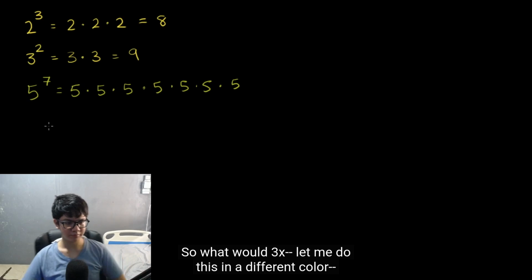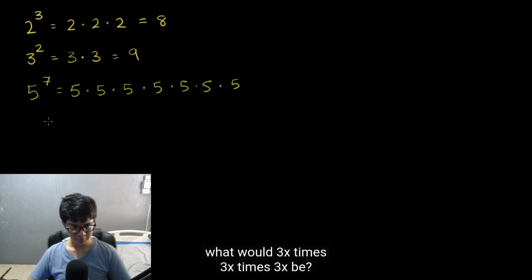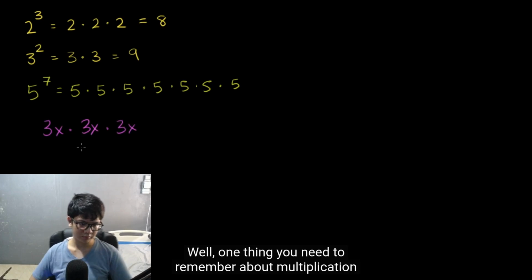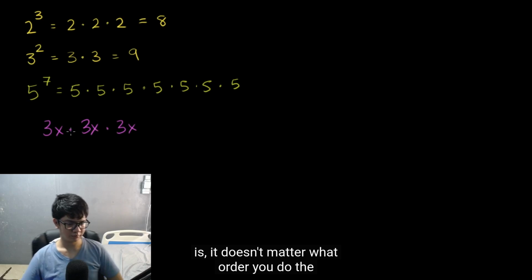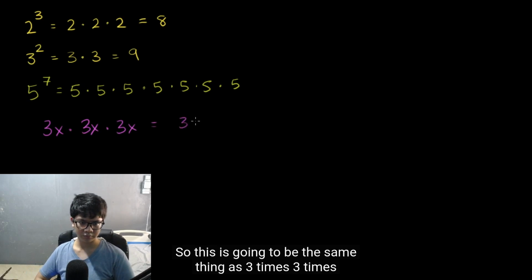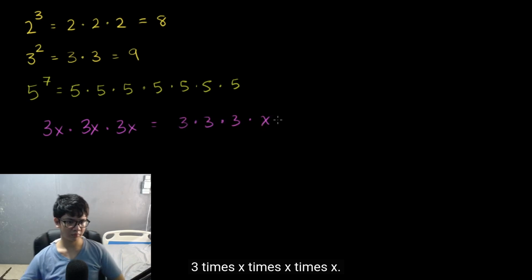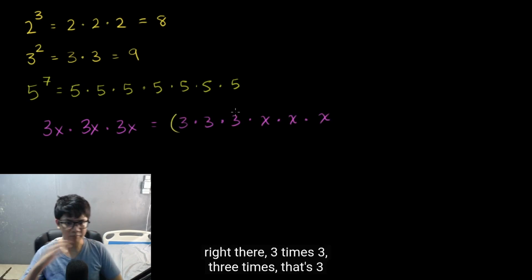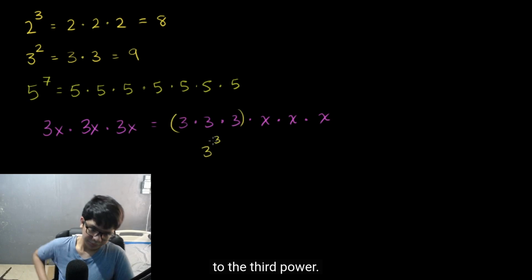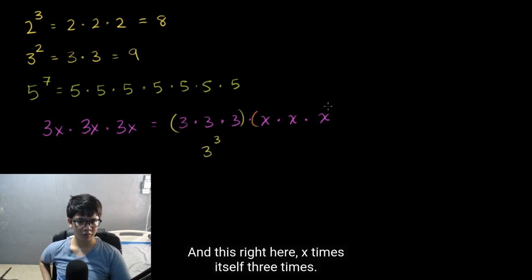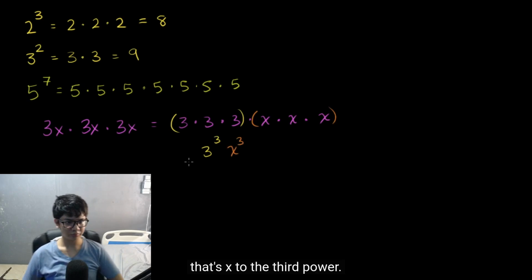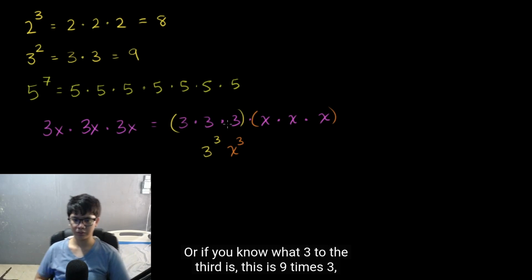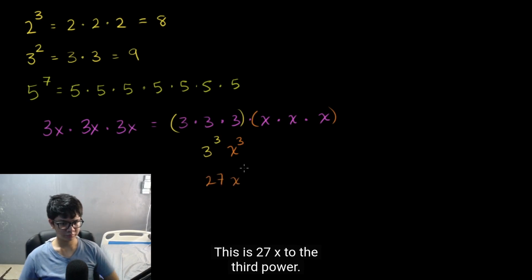So what would 3x, let me do this in a different color, what would 3x times 3x times 3x be? Well, one thing you need to remember about multiplication is it doesn't matter what order you do the multiplication in. So this is going to be the same thing as 3 times 3 times 3 times x times x times x. And just based on what we reviewed, 3 times 3 times 3 is 3 to the third power. And x times itself 3 times is x to the third power. So this whole thing can be written as 3 to the third times x to the third. Or if you know what 3 to the third is, this is 9 times 3, which is 27. This is 27x to the third power.